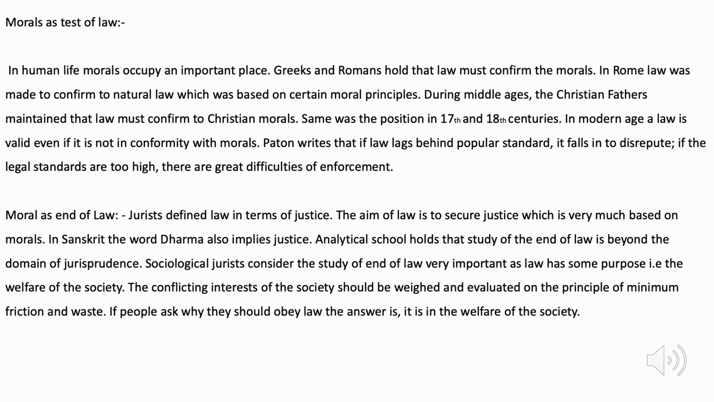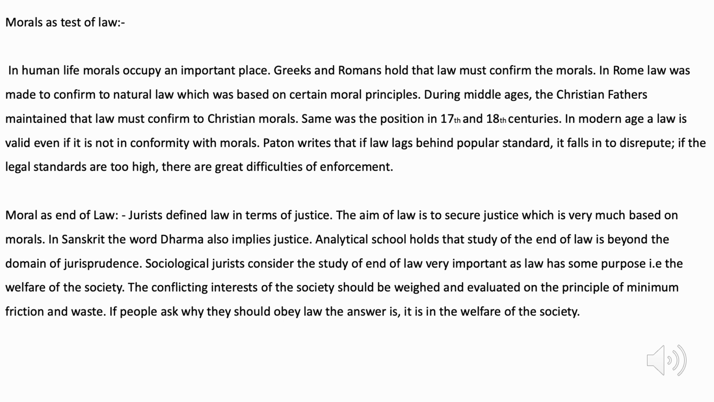During the Middle Ages, Christians maintained that law must conform to morals. Same was the position in 17th and 18th centuries. However, in the modern age, law is valid even if it is not in conformity with morals. Paton writes that if law lags behind popular standards, it falls into disrepute. If the legal standards are too high, there is a great difficulty of enforcement.